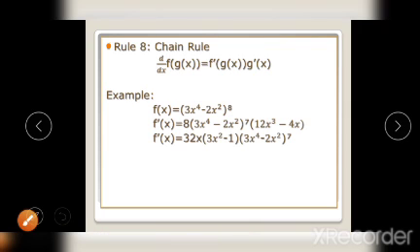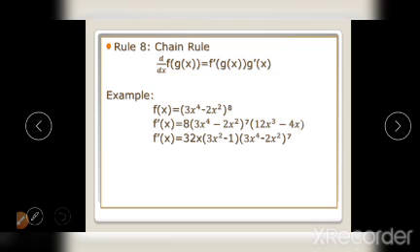So lastly, we have rule 8, the chain rule. The derivative of the given function x raised to n is equal to, using the power rule, then multiply the derivative of x in terms of x. What if a function is raised to an exponent? That is the power rule, multiplied by f of x raised to n minus 1. Multiply still by the derivative of the function.